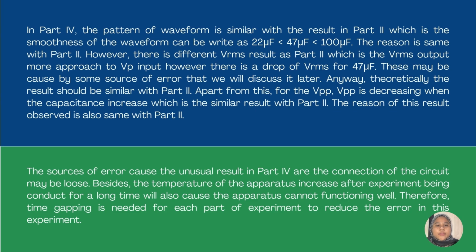The sources of error causing the unusual result in part 4 are that the connection of the circuit may be loose. Besides that, the temperature of the apparatus increases after the experiment has been conducted for a long time, which could also cause the apparatus to not function well. Therefore, a time gap is needed between each part of the experiment to reduce the error in this experiment.